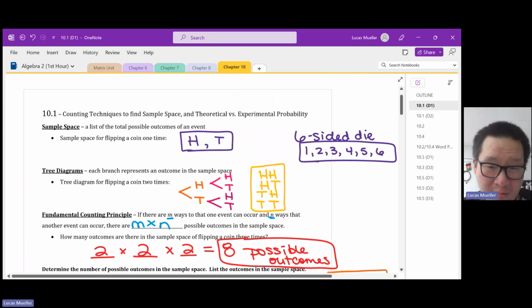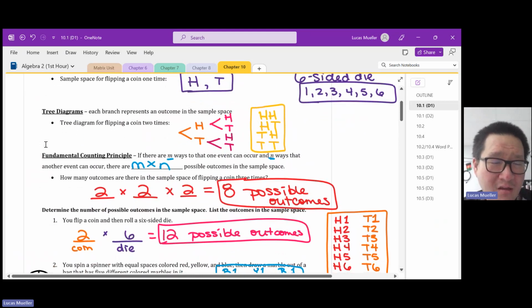Tree diagrams are another way to represent your outcome in the sample space. And if we flip a coin 2 times, your first flip could be heads, and your second flip could be heads. So we would have heads and heads, or your first flip could be heads and second flip would be tails. So we get heads and tails. Or your first flip could be tails, but second flip is heads, so tails and heads. And your first flip could be tails, and then second flip is tails, so tails and tails. So we have 4 different outcomes. And notice when we flip that coin 2 times, we're having 4 different outcomes.